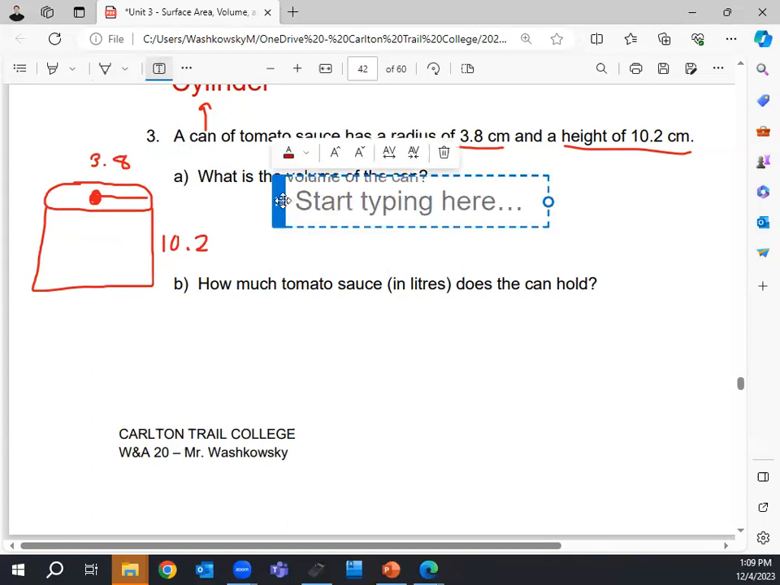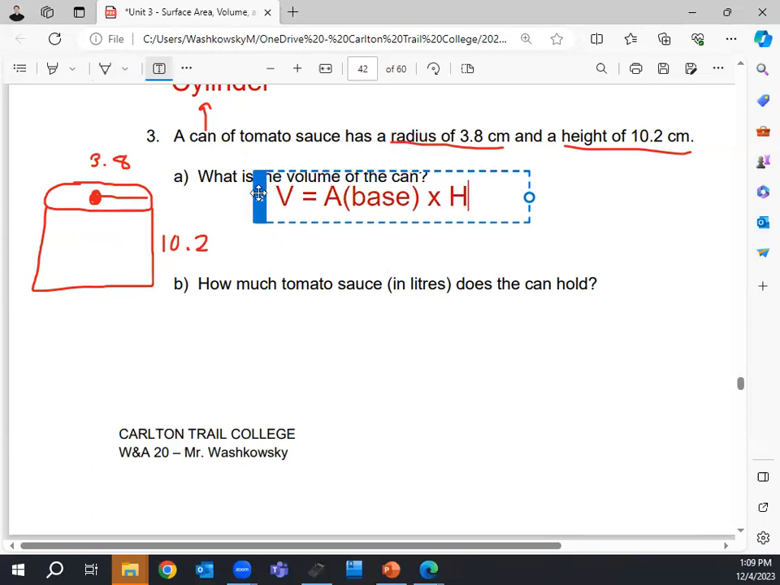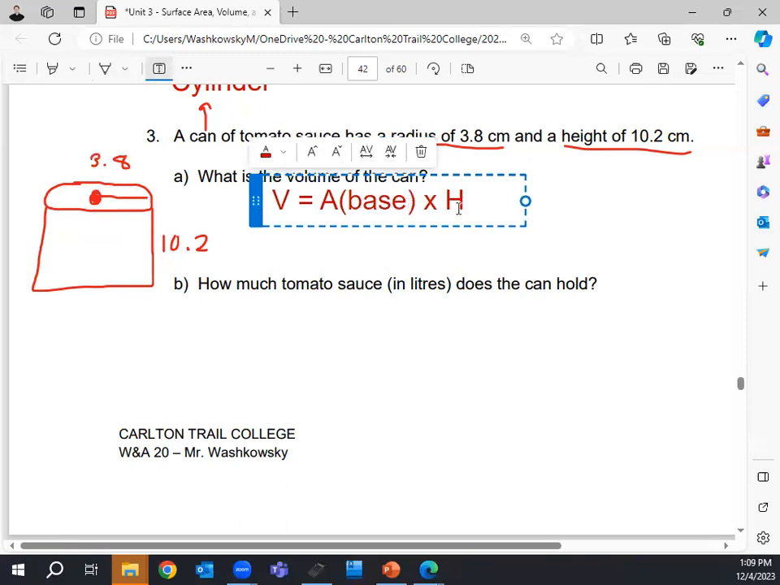So how do I find the volume of any shape? Well, not quite. It's the area of the base times the height. What shape is the base of a cylinder? What's the base of this jug? Circle, right? The base of this cylinder is a circle. So what's the area of a circle?